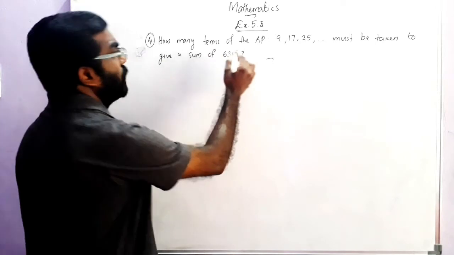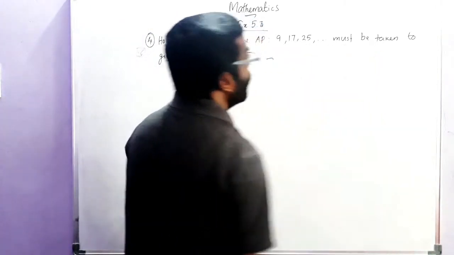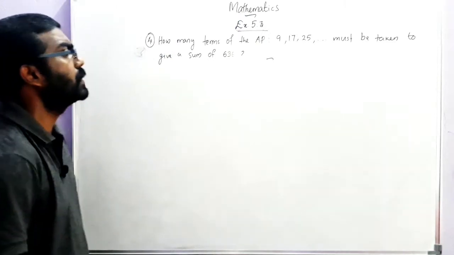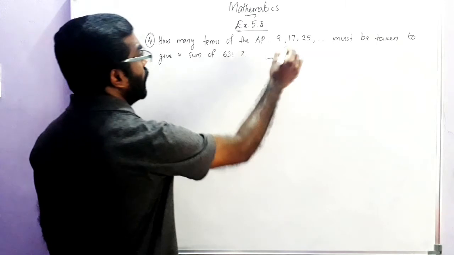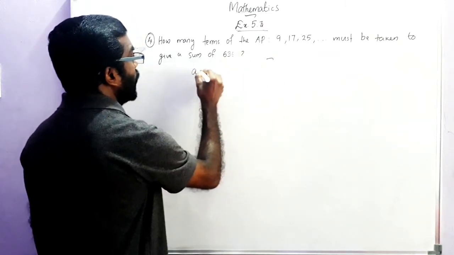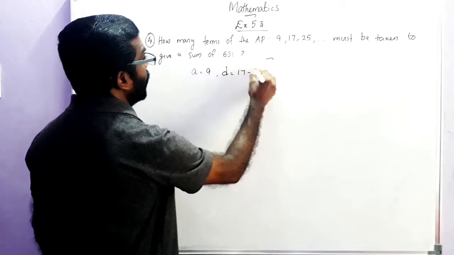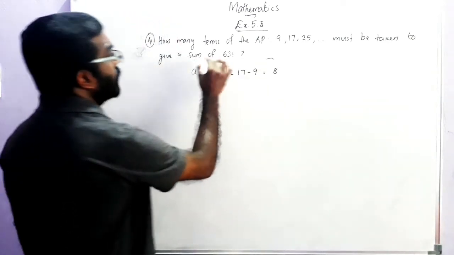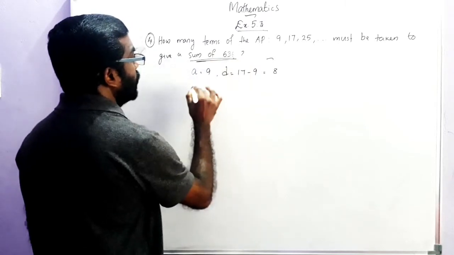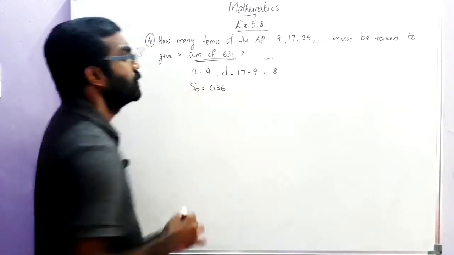How many terms of the AP 9, 17, 25 etc. must be taken to give a sum of 636? So here an AP is given. You can write the first term a as 9 and the common difference d is equal to 17 minus 9, which is equal to 8. And the sum is given as 636. So Sn is equal to 636.